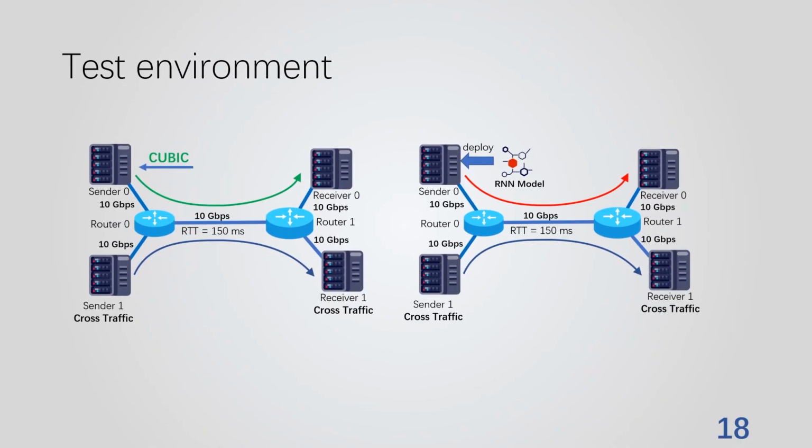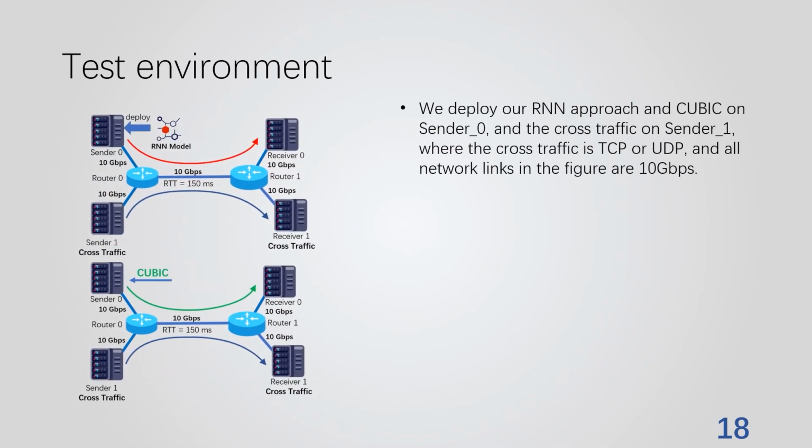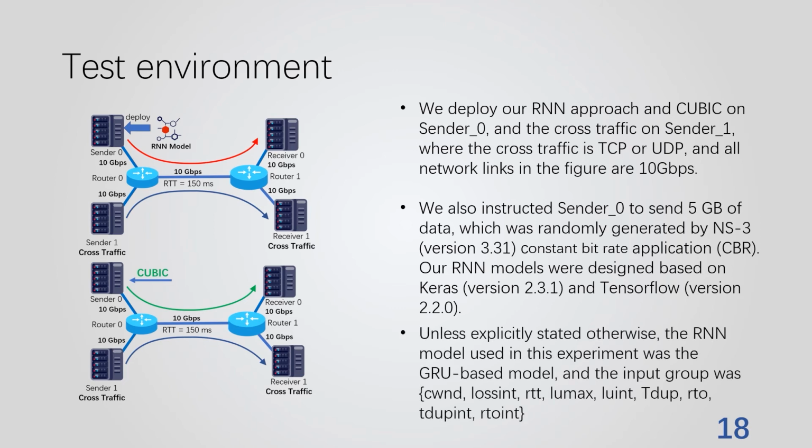Let's introduce our test environment. We deployed the recurrent neural network algorithm and Cubic on sender 0, and the cross traffic on sender 1, where the cross traffic is TCP or UDP, and all network links in the picture are 10 Gb per second. We also instruct sender 0 to send 5 GB of data, generated by Network Simulator 3 as a constant bit rate application. Our recurrent neural network models were designed based on Keras and TensorFlow. And there are some default settings in the network we need to notice.